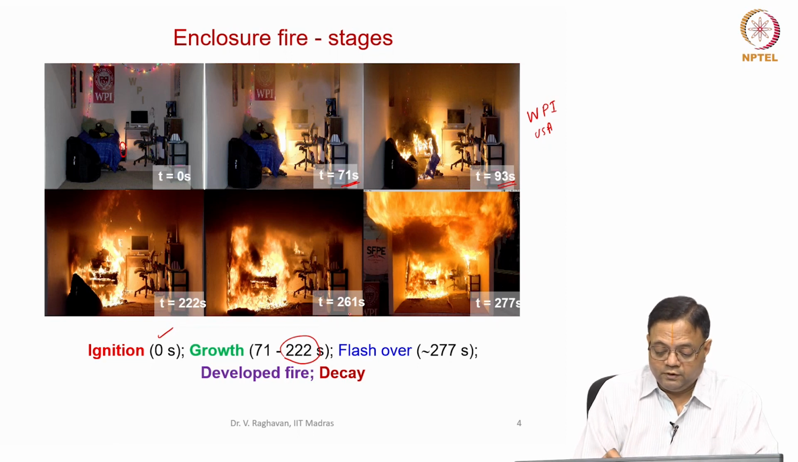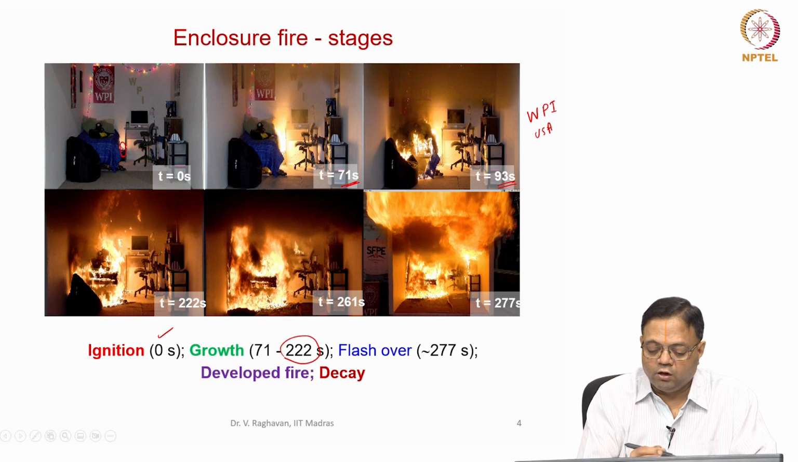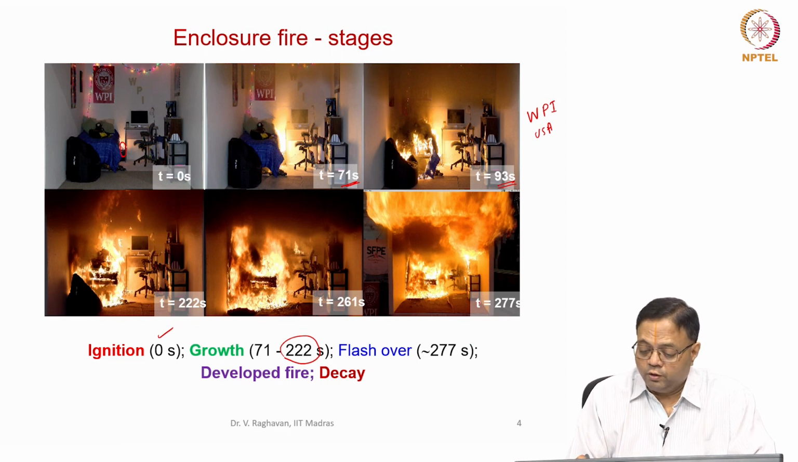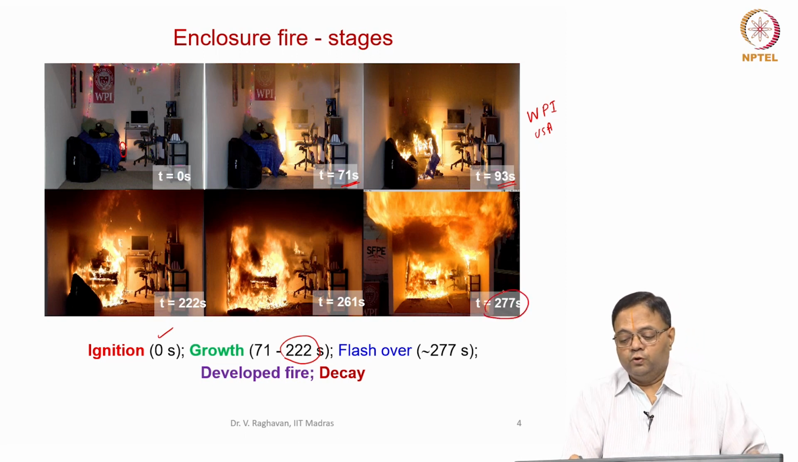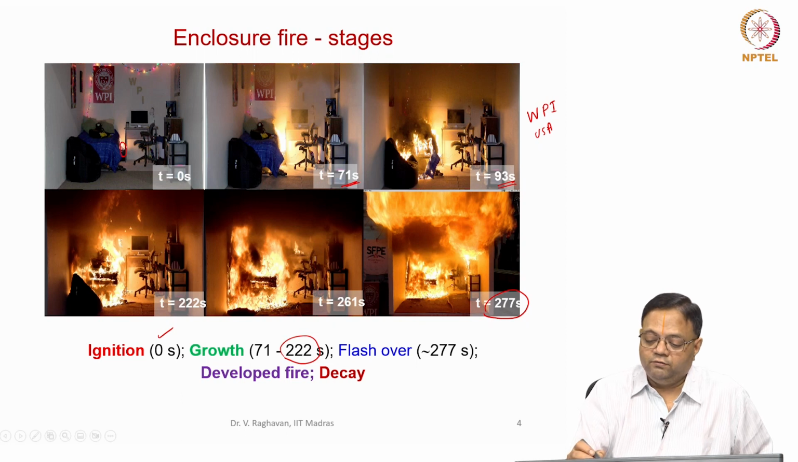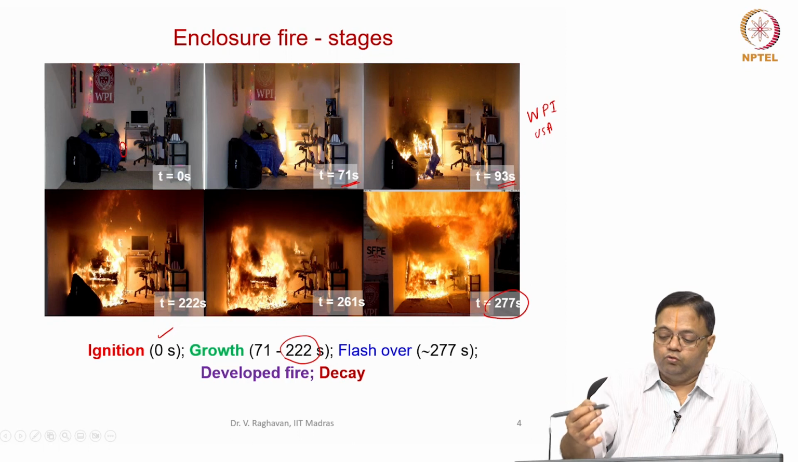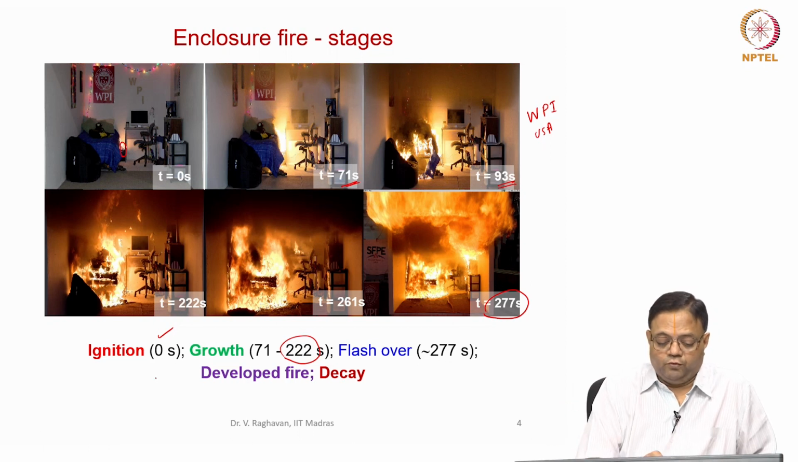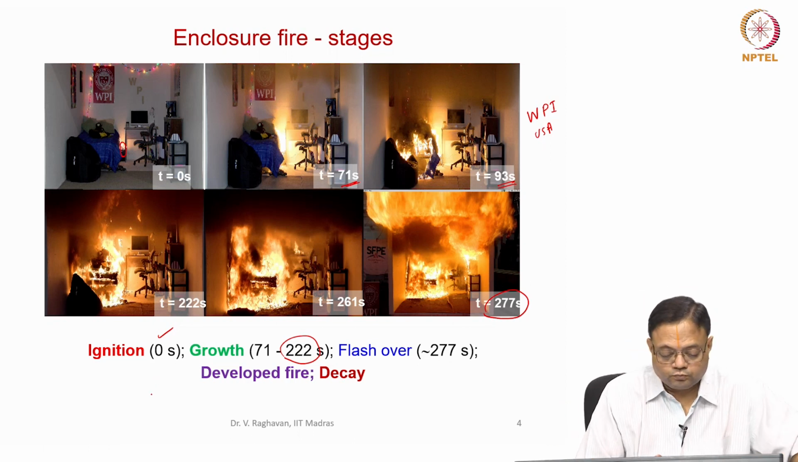more than one commodity is burning now. Now at a time instant of about 270 seconds, you can see that all the commodities are ignited. At about 277 seconds, you will see fire from all the commodities, and the smoke, the fire actually goes out of the compartment also. Okay, so there are several stages.